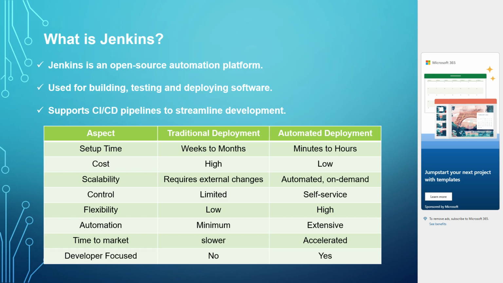With respect to various aspects, first let's talk about setup time. For traditional deployment, setup time used to take weeks or months. You might be aware that with the traditional deployment method, we need to install a server, I'm talking about a physical server, set up the network and all those things. It used to take weeks or months. But in the case of DevOps or automated deployment, it just takes minutes to hours, because it is very flexible, very easy and simple to use. Because of that, talking about cost, traditional deployment is costlier compared to automated, that is DevOps deployment. DevOps deployment costs us less.